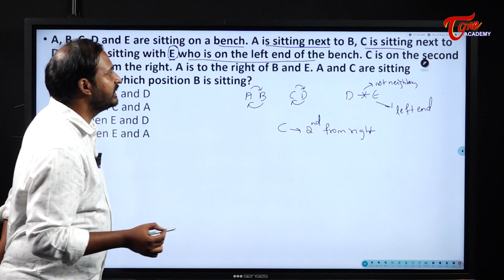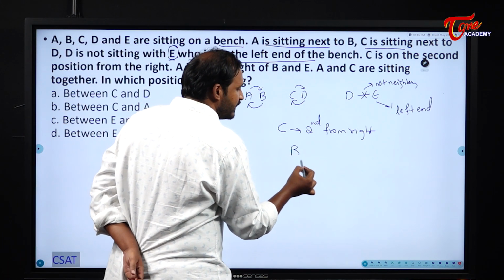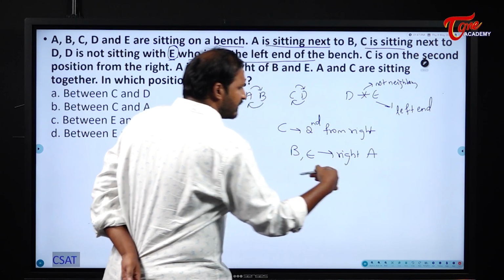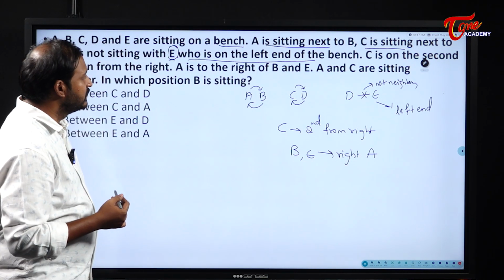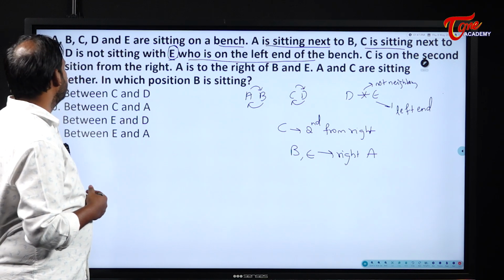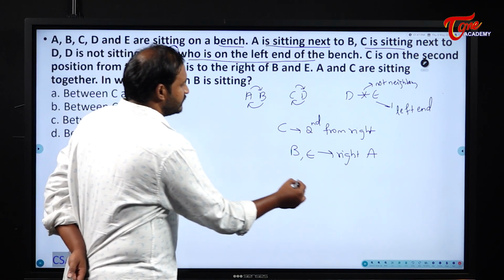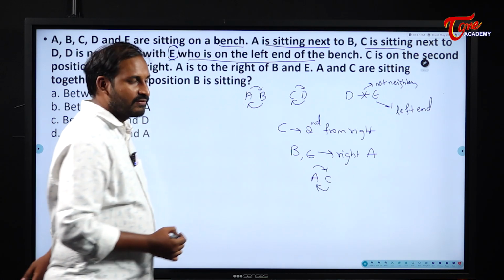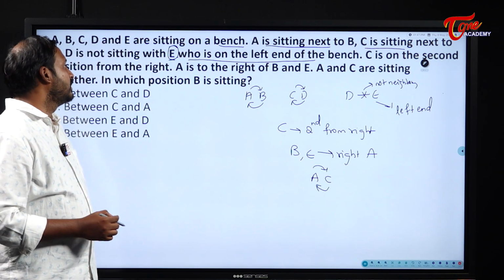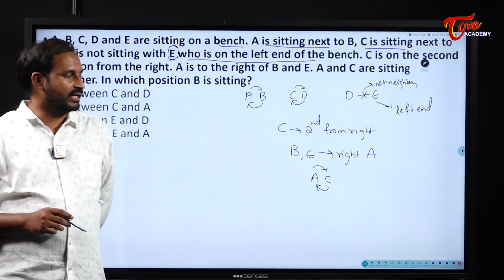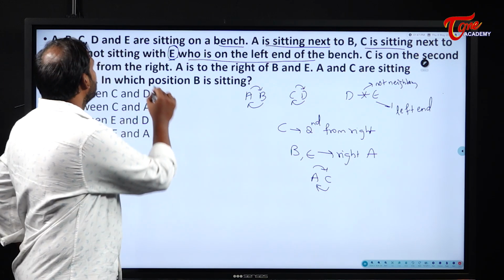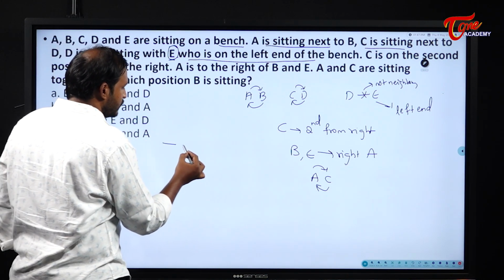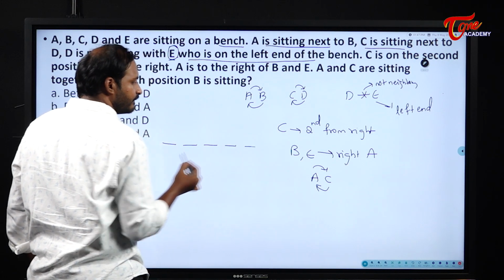Next, A is to the right of B and E. If B and E are on the left, A should be seated somewhere towards the right of B and E. A and C are sitting together, so A and C are neighbors. In which position is B sitting? That is the data they have given us. Now see here, students, how many people are there? Five people are sitting on a bench: 1, 2, 3, 4 and 5.